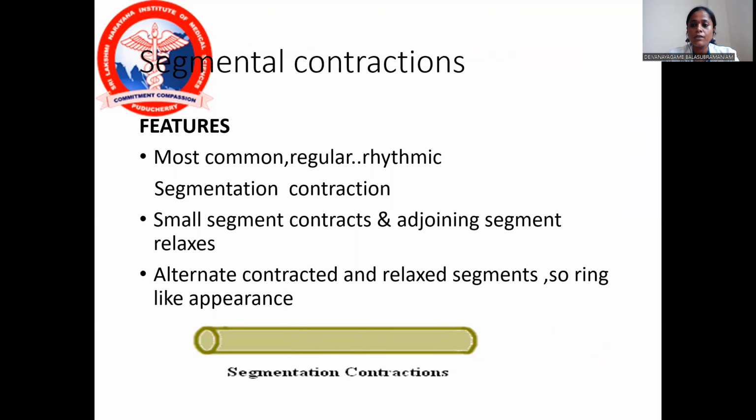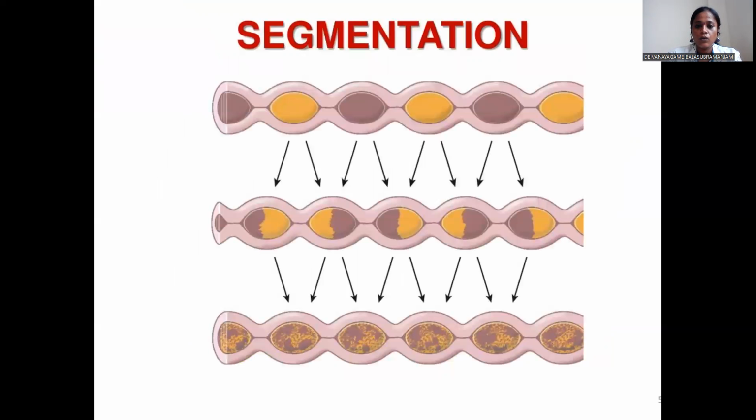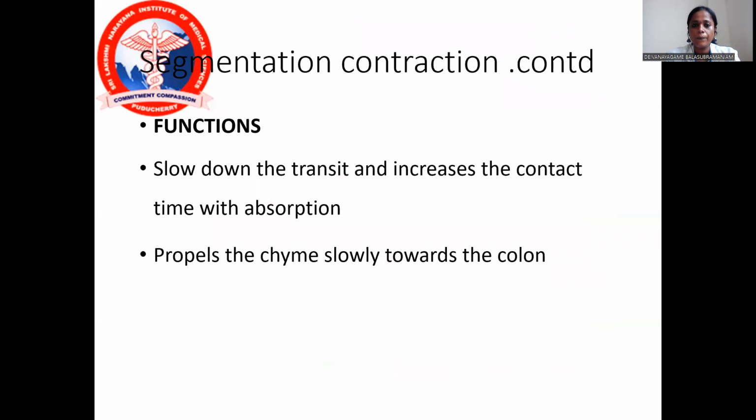This is because of the production of segmentation contraction. You can see in the diagram also there will be alternate contraction and relaxation of the segments, producing a ring-like appearance. So this is the segmentation contraction.